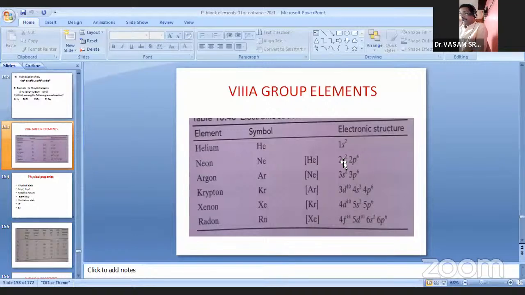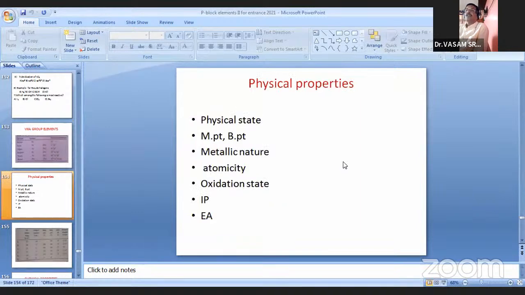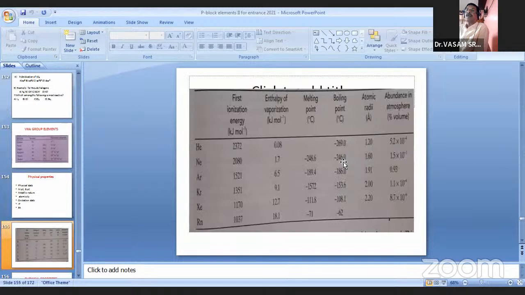They are having octet configuration. They are stable. All are gases. That's why they are called noble gases. So the physical properties: physical state, whether solid, liquid or gas; melting point and boiling point; whether metallic or non-metallic; atomicity, monoatomic, diatomic or triatomic; oxidation state; IP values; electron affinity values. These are all the properties. Let's take a look once.